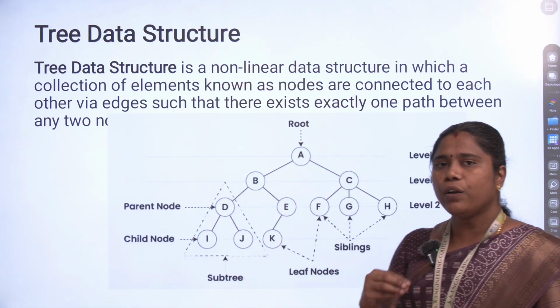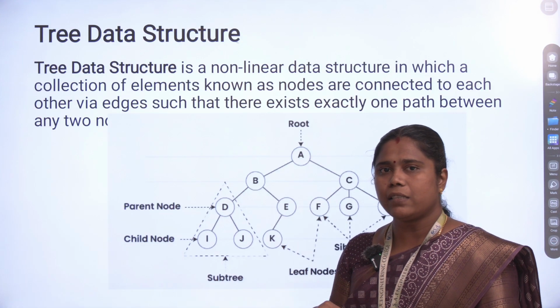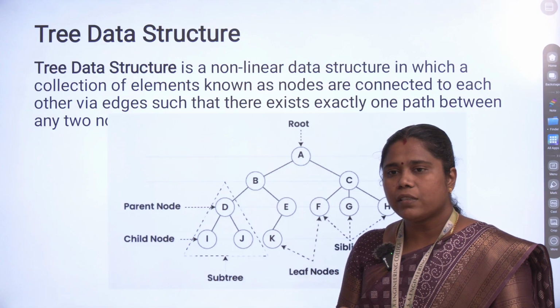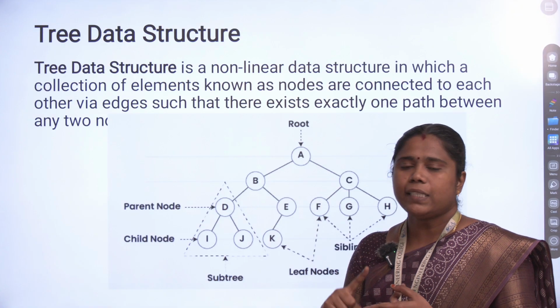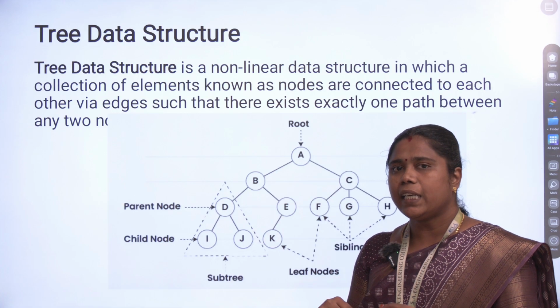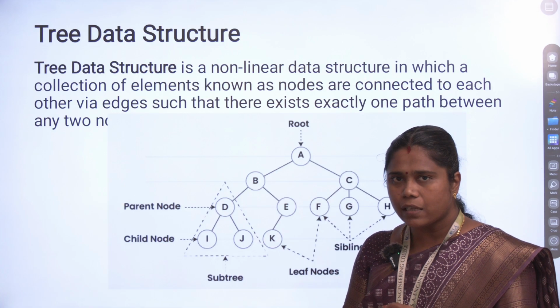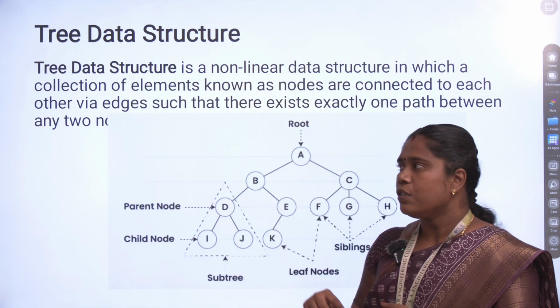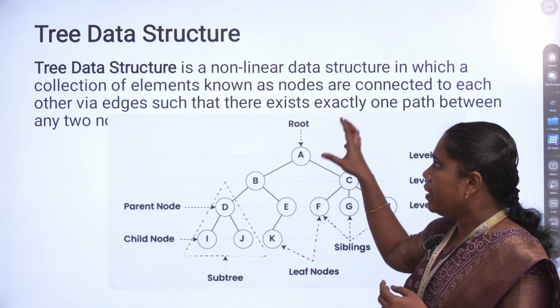The next is we are going to study the non-linear data structure. As we saw in the classification, the data structures include two: one is a linear data structure and another is a non-linear data structure. In the non-linear data structure, the basic things are the trees, the graphs and the queues. So first we will be studying about the tree data structure.